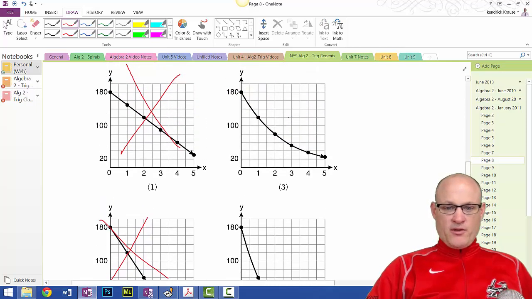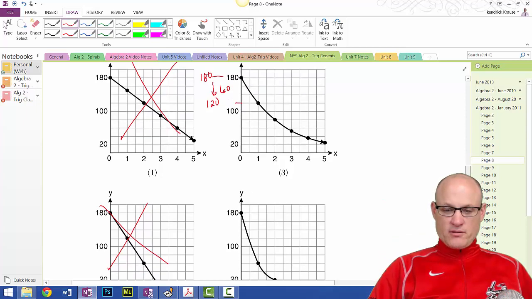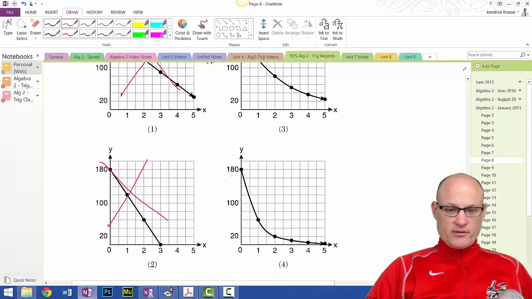So, this one started at 180, and looks like, let's see, every box is what, 20? So this is 120. So that dropped 60. This one started at 180, and it is at 60.